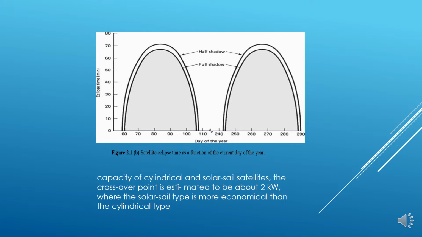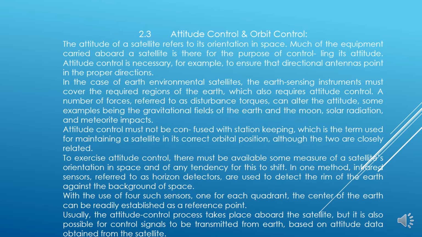Capacity of cylindrical and solar cell satellites. The crossover point is estimated to be about 2 kilowatts, where the solar cell type is more economical than the cylindrical type. Attitude control and orbit control.